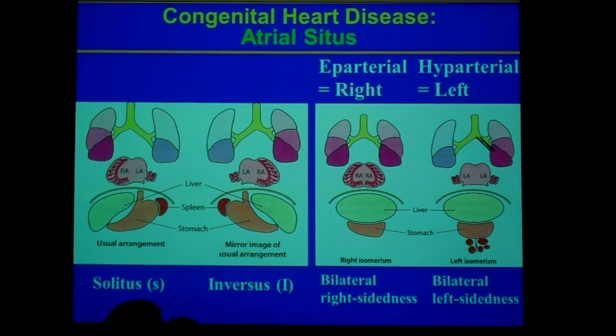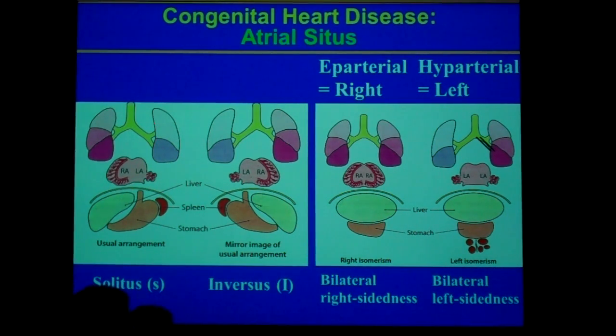How about both bronchus or bronchi? They look like the right or eparterial type. That means this situation is copying everything just like right. So it's a bilateral right-sidedness. If you look in the atrium, both atrial appendages have morphology like right. It looks somewhat like right.